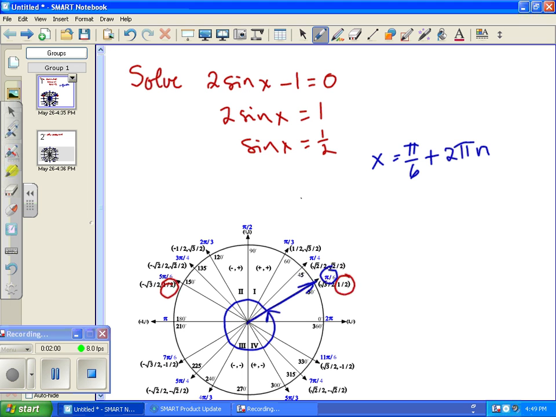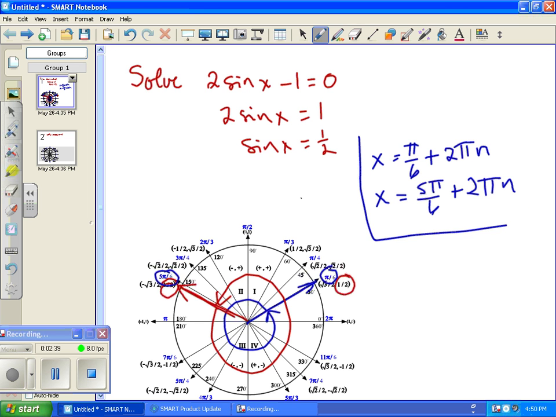Now the second solution here happens at 5 pi over 6. It's on the other side, in the second quadrant. So x equals 5 pi over 6. And again, as we go around the unit circle 360 degrees and end up in the same place, it's a new angle, same solution. So we need to make certain that we include that in our solution. So we add 2 pi n in this case too. So those are our 2 answers for this problem.